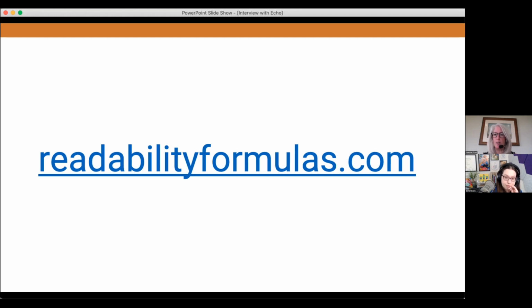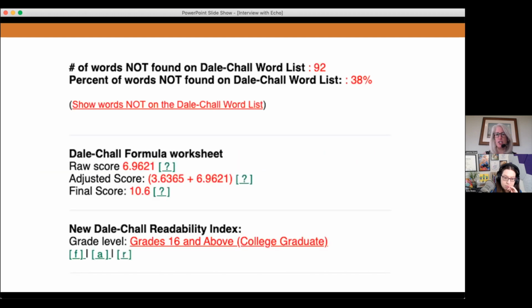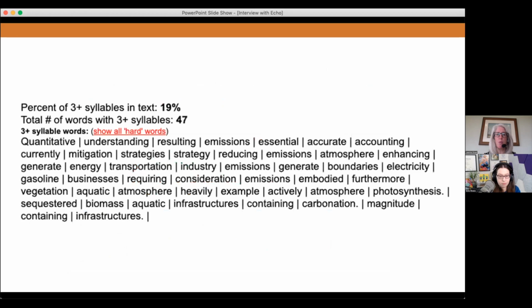One of the ones I do like on that site is the Dale Shaw word list. What it does is it runs some scores, and it does give you a grade level, but it also gives you information about how to interpret these readability scores in addition to just a label of a grade level. This example was on that climate change report I ran. It was at a very high reading level, college graduate. Underneath these scores it gives you the words that are three syllables and above.